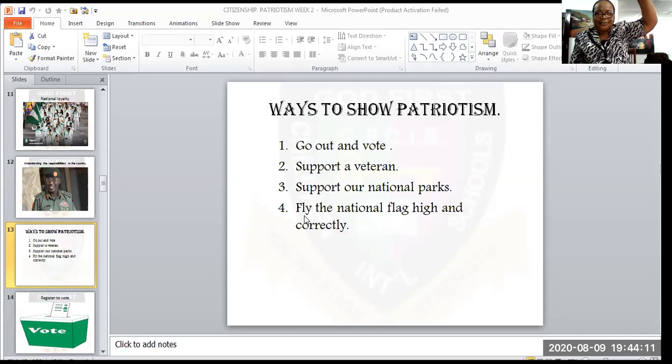Don't fly it upside down. Your achievement must not be upside down. Neither should it be twisted. No.